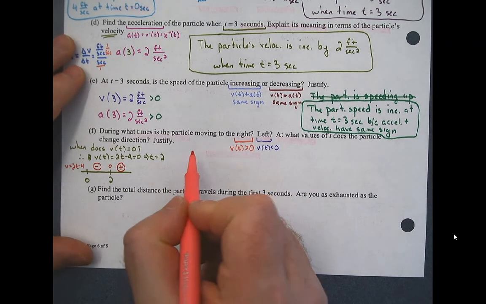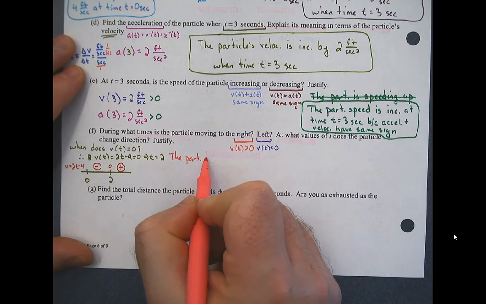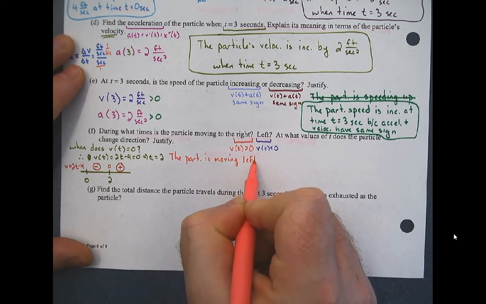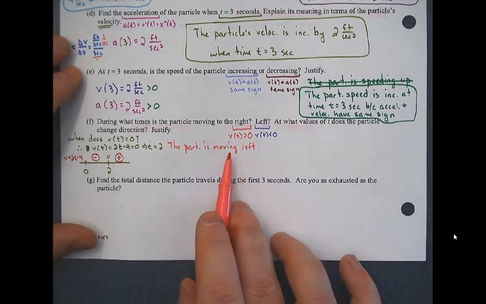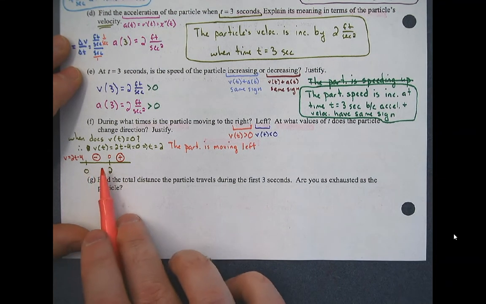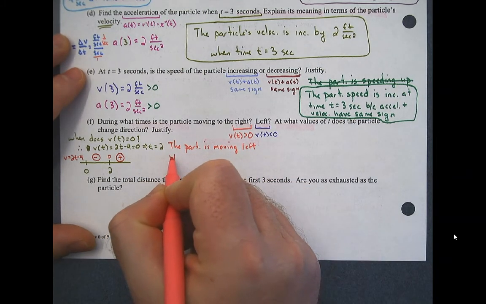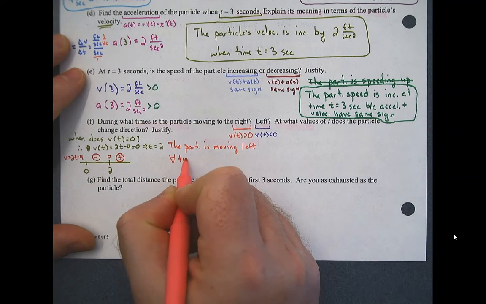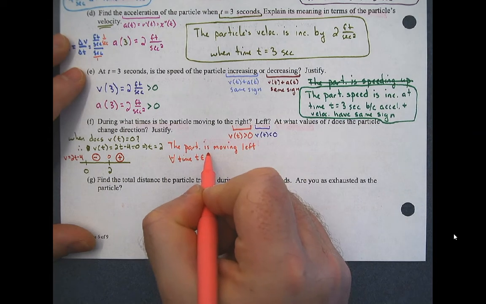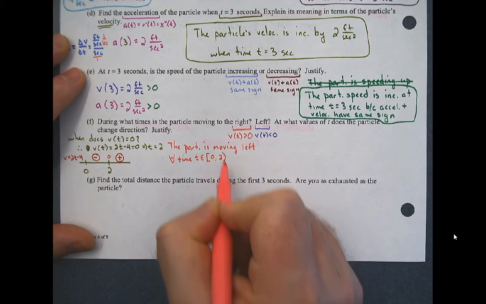The particle is moving left. Now, this is the first time we get to talk about more than one time, because it's all these times between 0 and 1. So the way we say this, remember from earlier in the year: the particle is moving left for all time t that is an element of 0 included until 2 not included, seconds.